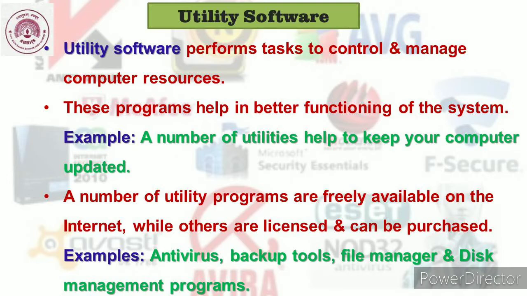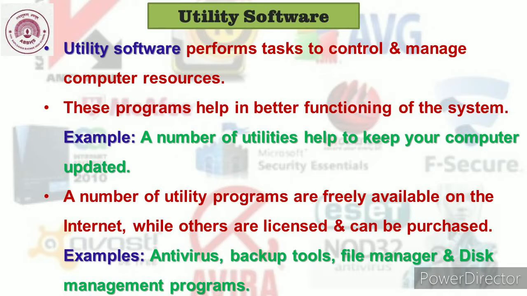Under system software, we have utility software. As the name suggests, utility. It performs various tasks to control and manage our computer resources. These programs help in better functioning of the system. There are a number of utilities which help to keep our computer updated. A number of utility programs are freely available on the internet, while others are licensed and can be purchased.